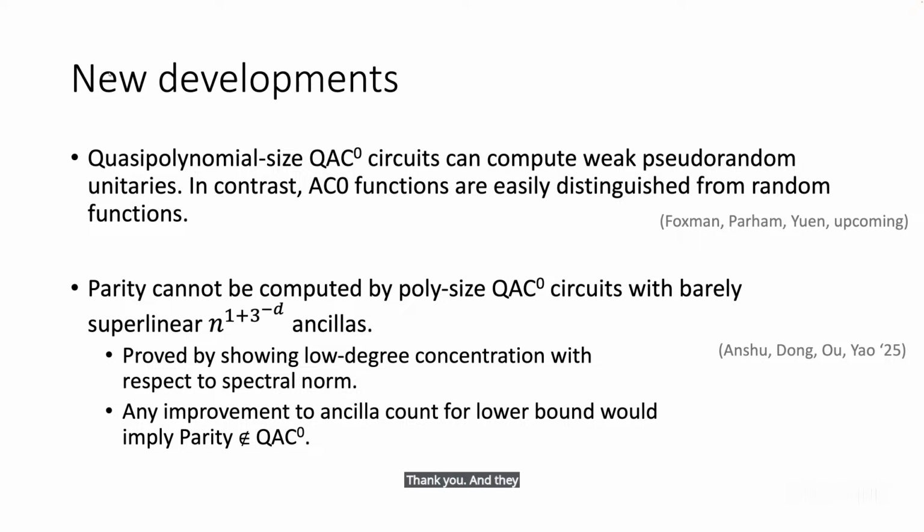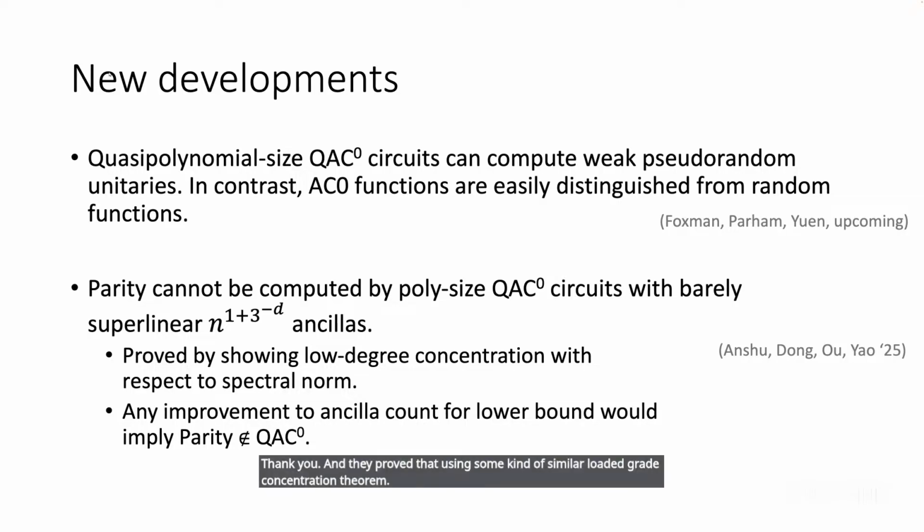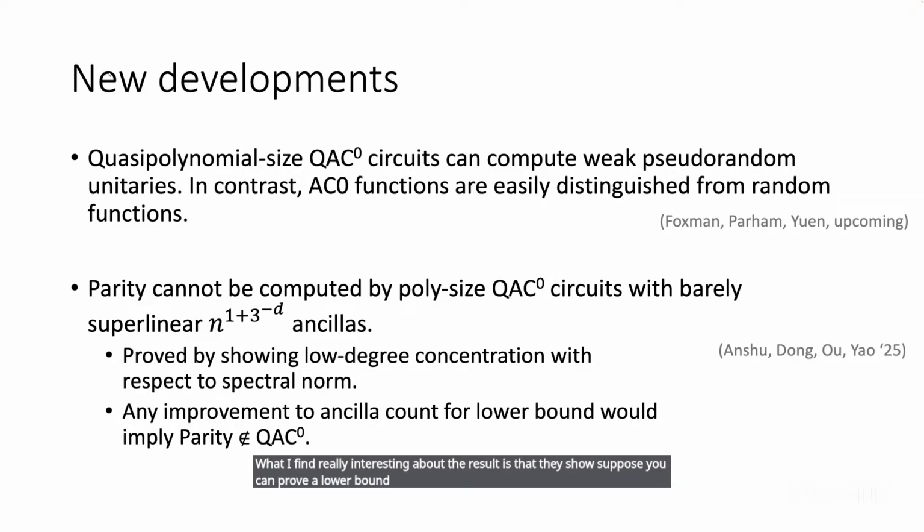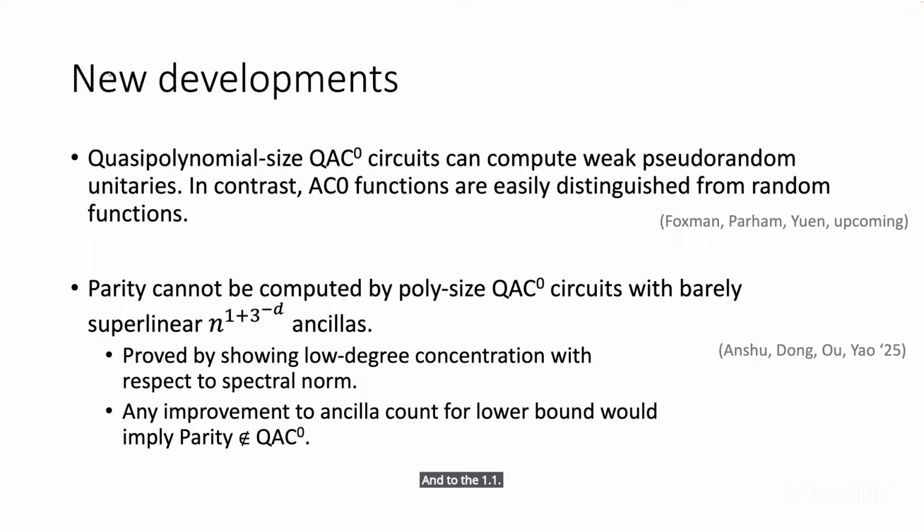using some kind of similar low degree concentration theorem. What I find really interesting about the result is that they show, suppose you could prove a lower bound that's better than this, so n to the 1.1. That would be enough. You could bootstrap that result to this. So somehow they hit upon a kind of threshold. But yeah, that's sort of a reason.